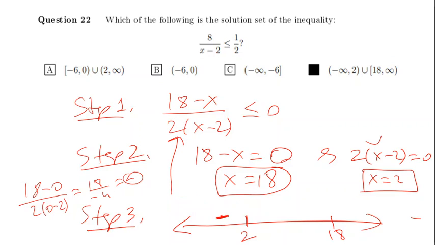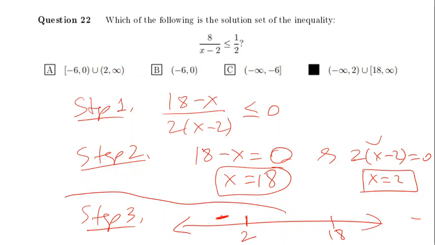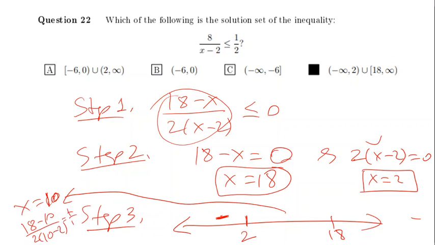And then take a value here. Let's say 10, for example. Take x equal to 10 and plug it in here. So it will be 18 minus 10 divided by 2 times 10 minus 2. So this is positive and positive, like 8 here. This is a positive number for sure. You take plus.